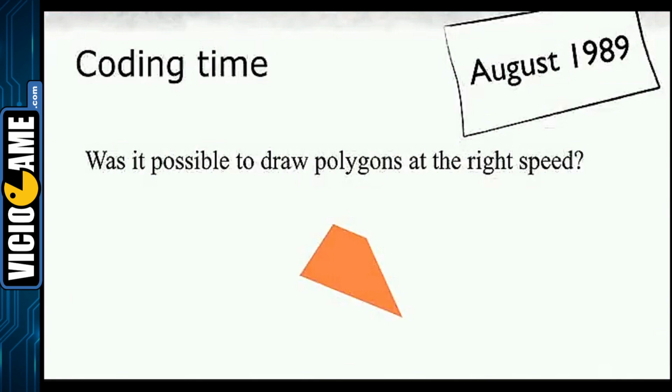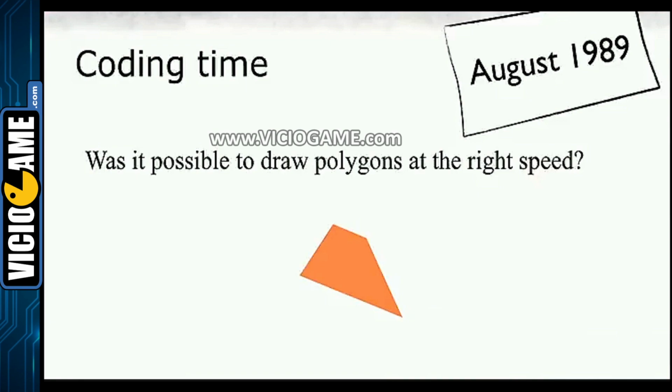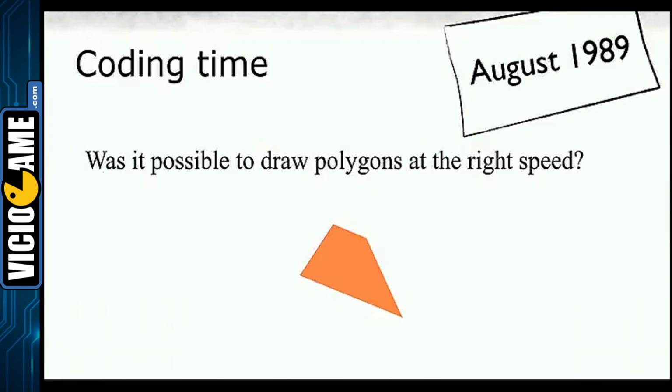Well, an idea is an idea, and it needed to become real to have any value. But there was one crucial question. Was it possible to draw enough polygons at the right speed? I hadn't coded for 2 years, and my last experience with C language was a disaster. Yes, I promise, it was really depressing, almost.